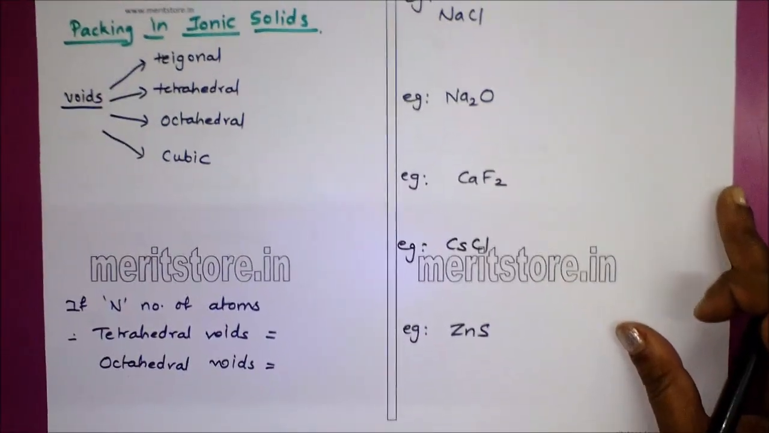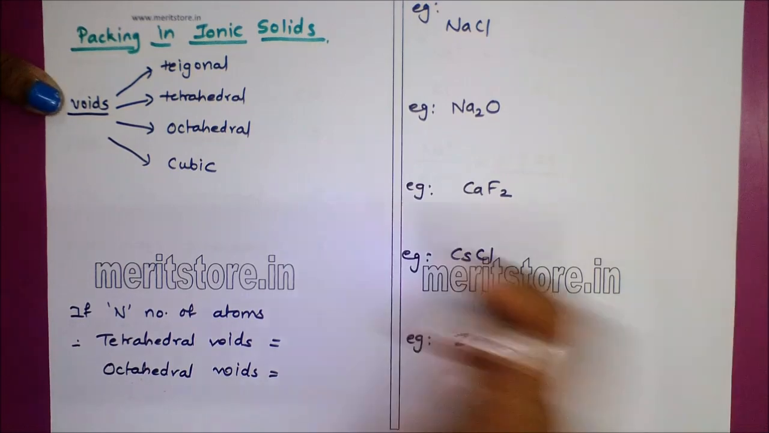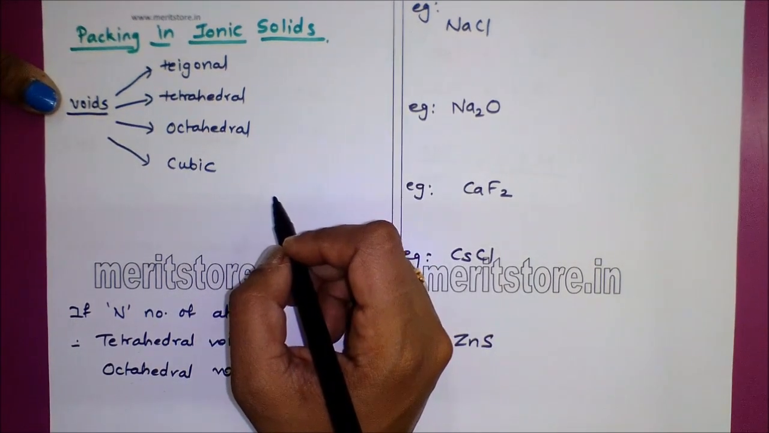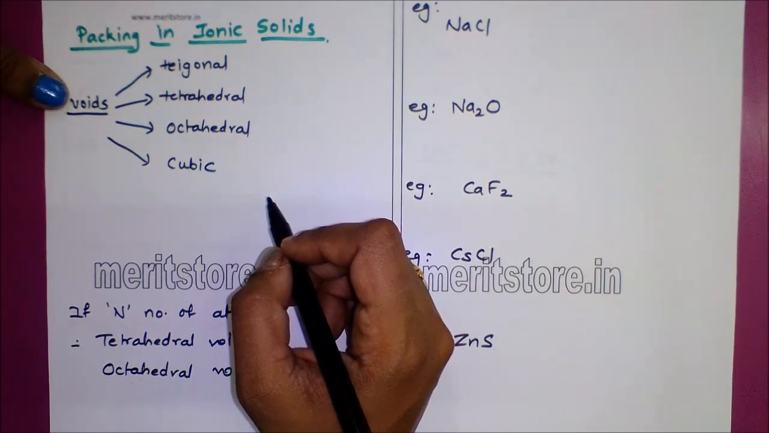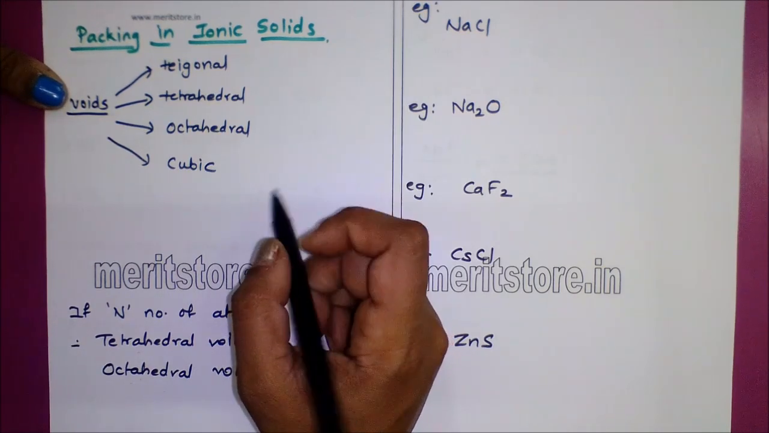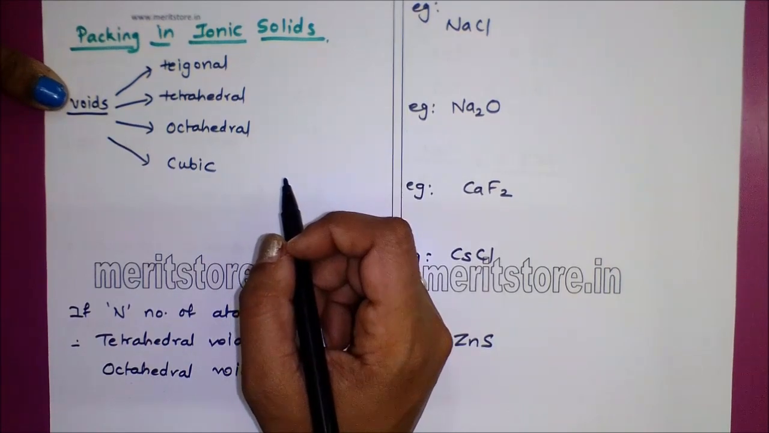In case of packing, when I am talking about ionic solids, we have to consider it a different way, because cations and anions have different sizes. So depending on the charge and the size of that particular atom, we have different voids being occupied. Now generally we say anions form the structure and the cation occupies the void spaces in the crystal array of the anions.